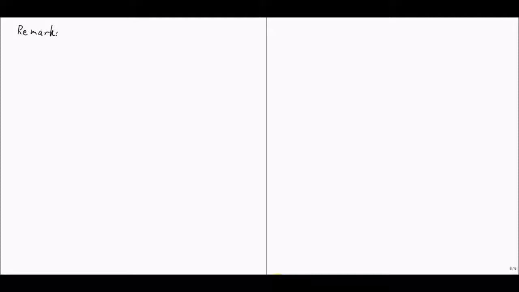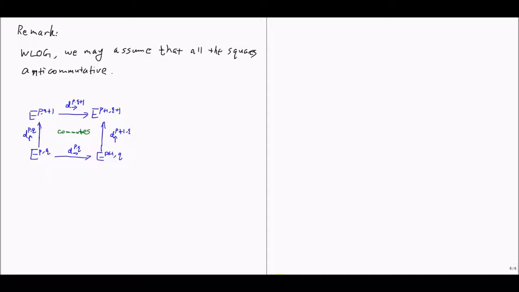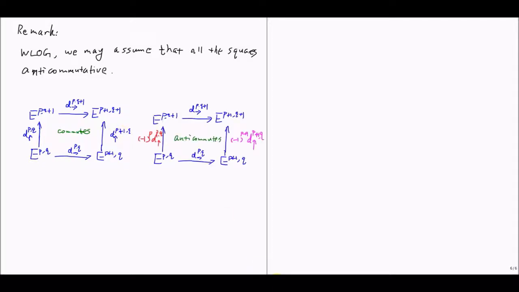And there's another remark we want to make. Without loss of generality, we may assume that all the squares are anti-commutative. This is because suppose all the squares are commutative. We can transform this double complex into a double complex where all the squares are anti-commutative. So how do we achieve this? We will do this by replacing these two arrows with the product of some power of the -1 with this arrow itself.